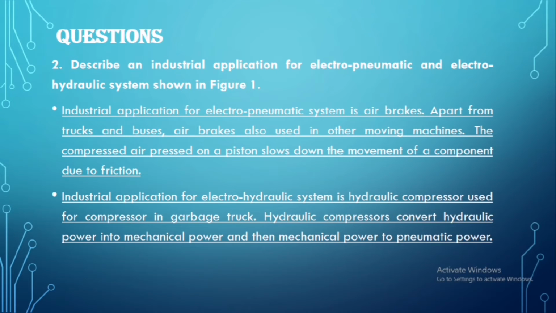Next question. Describe an industrial application for electropneumatic and electrohydraulic systems shown in figure 1. The industrial application for the electropneumatic system is air brakes. Apart from trucks and buses, air brakes are also used in other moving machines. The compressed air pressed on a piston slows down the movement of a component due to friction. The industrial application for the electrohydraulic system is the hydraulic compressor used in a garbage truck. The hydraulic compressor converts hydraulic power into mechanical power and then mechanical power into pneumatic power.